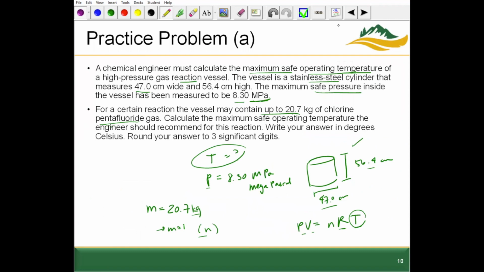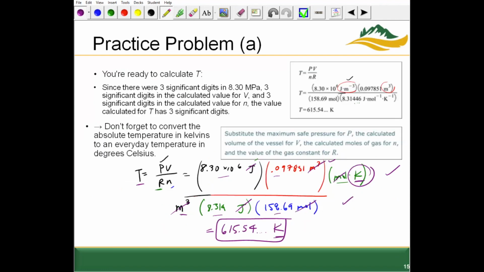Going back to our problem, let's see, calculate the maximum safe temperature in degrees Celsius, and round it to 3 sig figs. So we had our temperature in Kelvin. Let's go ahead and convert that back into Celsius. So 615.54, keep all those digits if you can. Now we're going to subtract 273.15 to get our temperature now in Celsius.